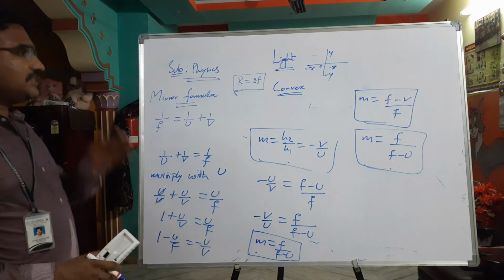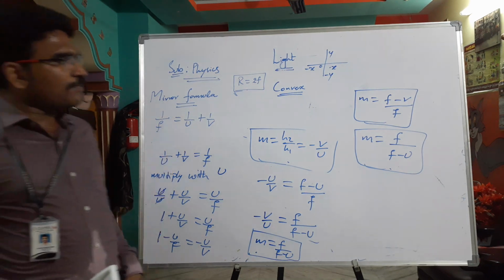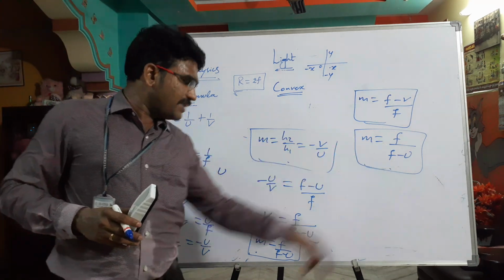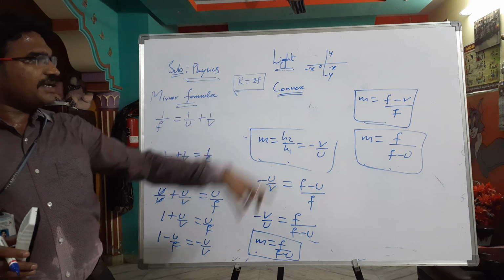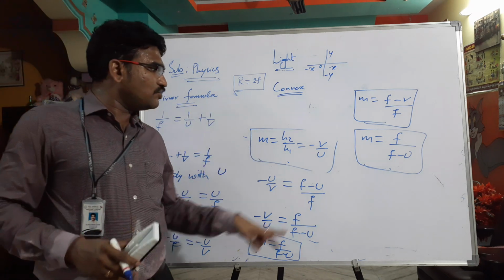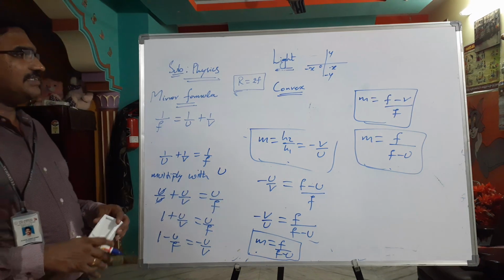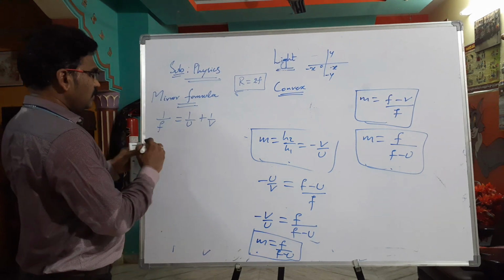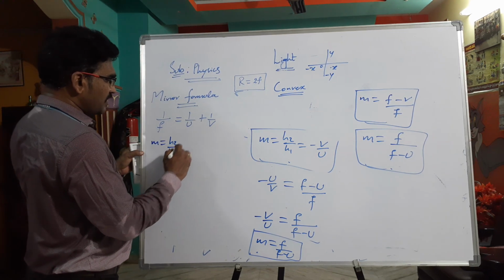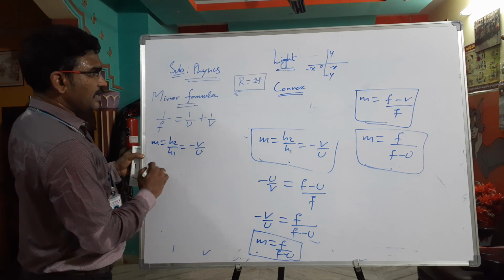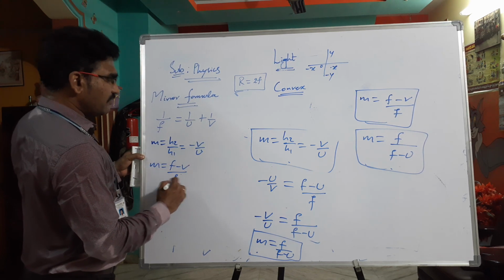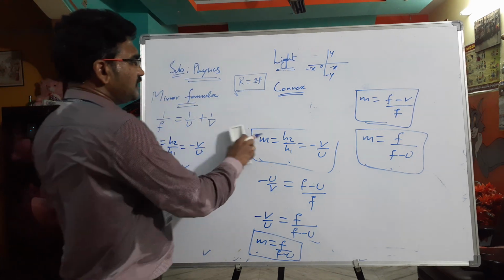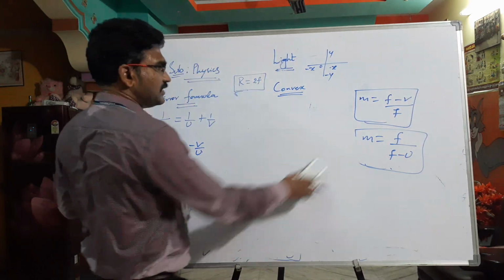So these are the formulas we get before we solve the problems related to spherical mirrors. We can say m is equal to f by f minus u, and m is equal to f minus v by f, and we already know m is equal to h2 by h1. Now let us write all these formulas on this side. m is equal to h2 by h1 is equal to minus v by u. m is equal to f minus v by f. m is equal to f by f minus u.